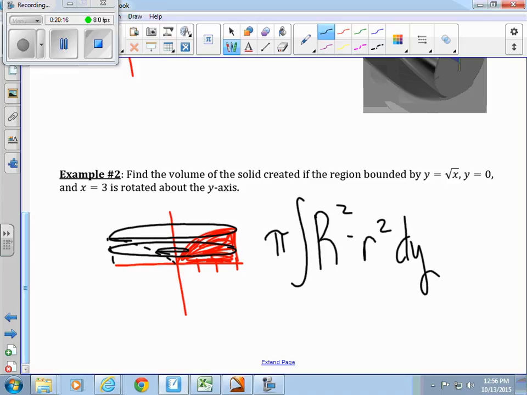So, I need the radius of the outside piece. Remember, I do need to be in y terms. But what's the radius of the outside the whole time? Does everybody agree that radius is 3? Wherever along that curve I am, the radius from here to here is 3 units, right? Okay, so that's my big radius.